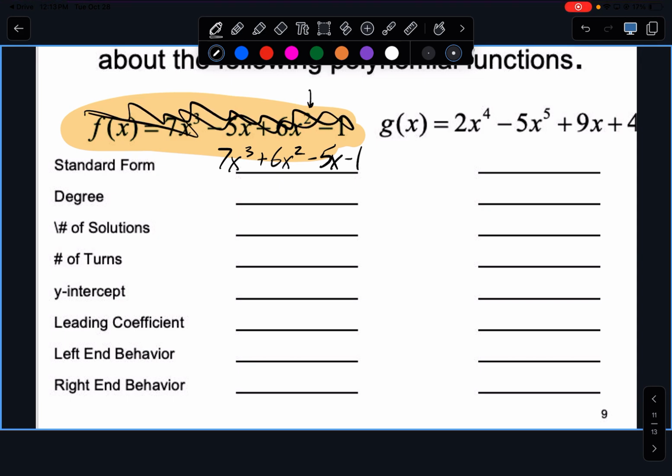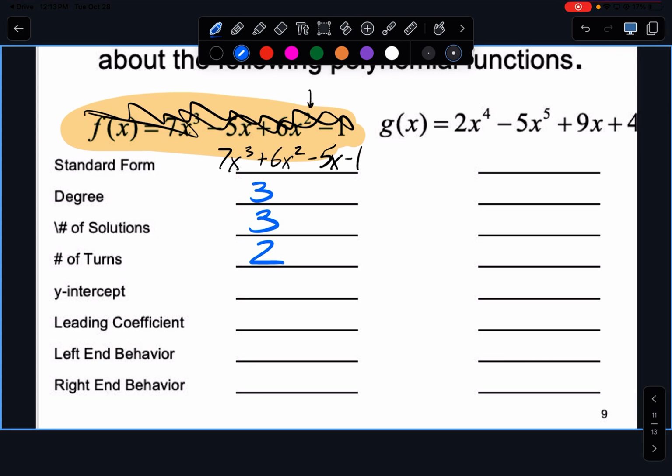Okay, we're going to look at our new standard form polynomial. Now, what is our degree? Degree is the highest exponent we have. Olivia, what's the degree? 3. How many solutions are there, Malaya? Yes, 3 solutions. How many turns are there going to be, Lex? 2 turns, because our turns are degree minus 1.